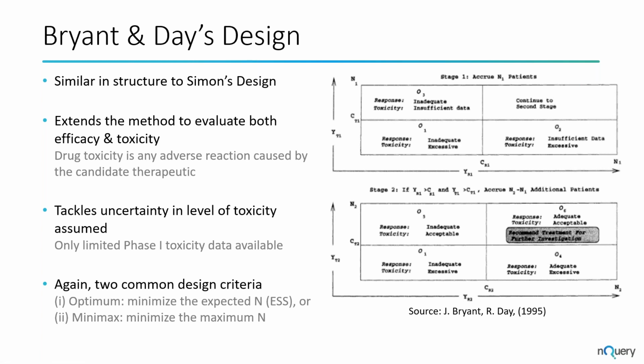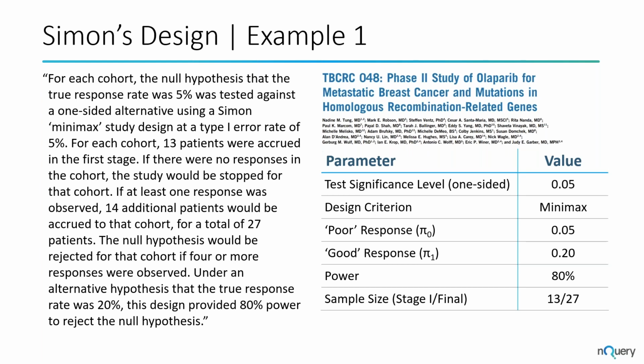So now that we have gone through some of that theory, we can move on to our first worked example of the day. And here we have a real-world trial for a phase 2 study for olaparib. Actually, I'm not 100% sure on the pronunciation of that. But it's a phase 2 study for a new treatment for metastatic breast cancer. And here is an excerpt from their paper outlining the study design.